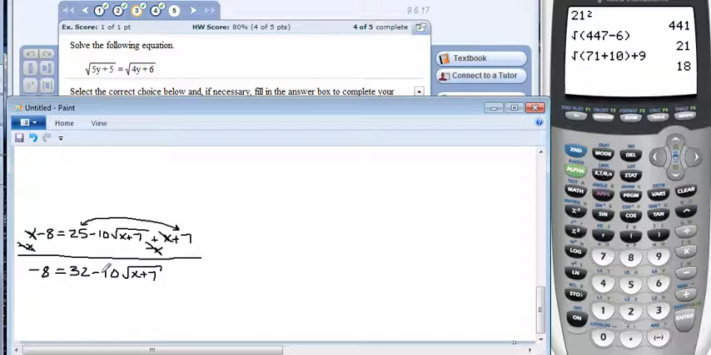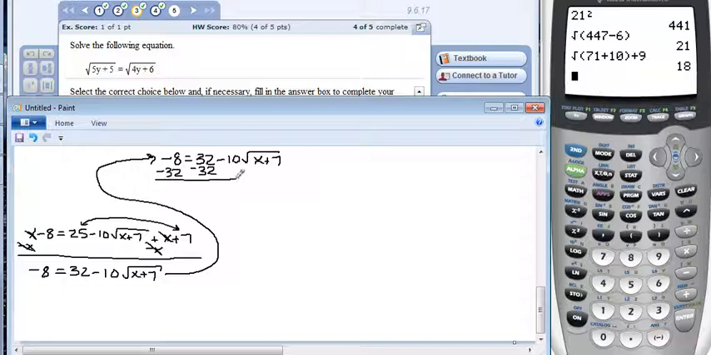Okay. Are you going to subtract those two? Better not. Let me come up here. So I've got negative 8 is equal to 32 minus 10 roots of x plus 7s. So I'm going to subtract my 32 across. Okay. Now I have negative 40 on that side. These are canceling. Negative 10 x plus 7. And then I would divide through by negative 10. So here we have a positive 4 is equal to x plus 7.